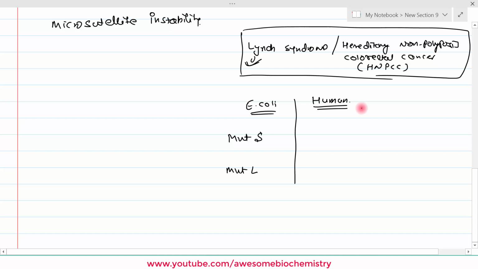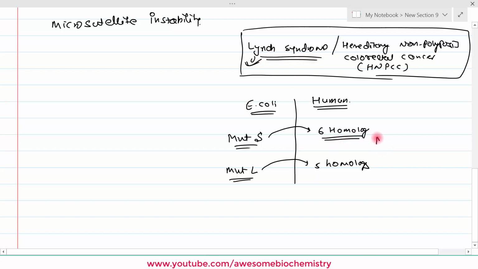In humans, we had not studied the mismatch repair mechanism in detail because it is very complicated. But when I was teaching you about it, we saw that in humans there are 6 homologues of MUT-S proteins, that means structurally similar proteins, and 5 homologues of MUT-L proteins. So a total of 11 proteins participate in the mismatch repair mechanism, right? Out of the 6 homologues of MUT-S, one protein is very important in Lynch syndrome, and its name is MUT-S homologue 2.